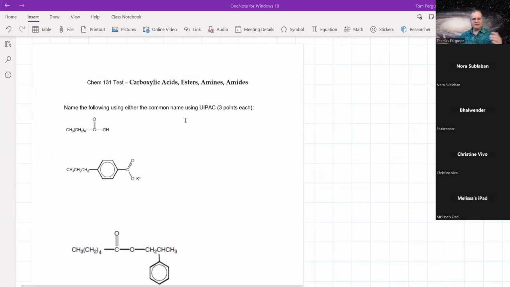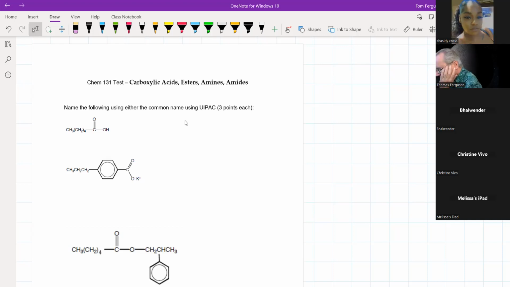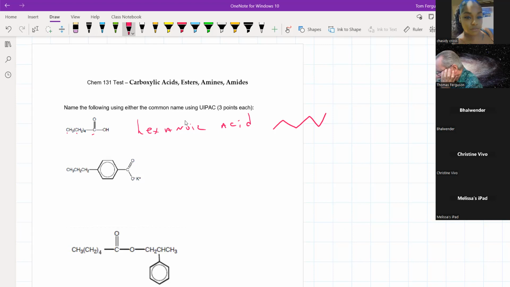Okay, name the following. So this is just a plain old acid, an organic acid, and it's got 1, 2, 3, 4, 5, 6 carbons. So that's a hexanoic acid. And the other way you can see it drawn is like that.